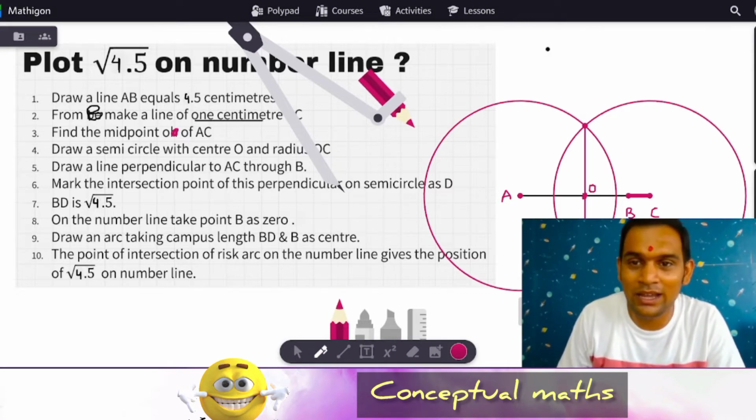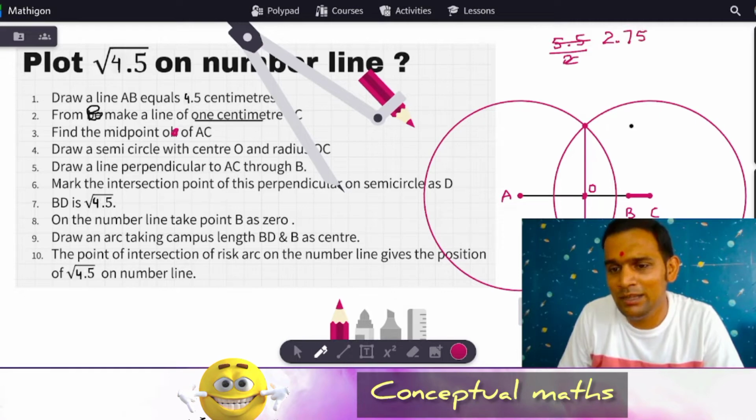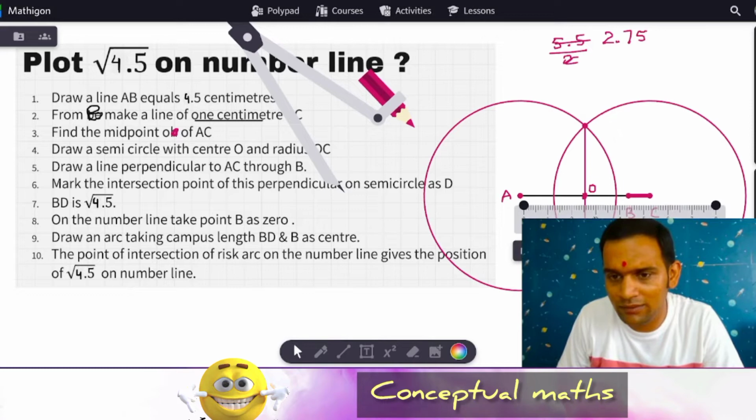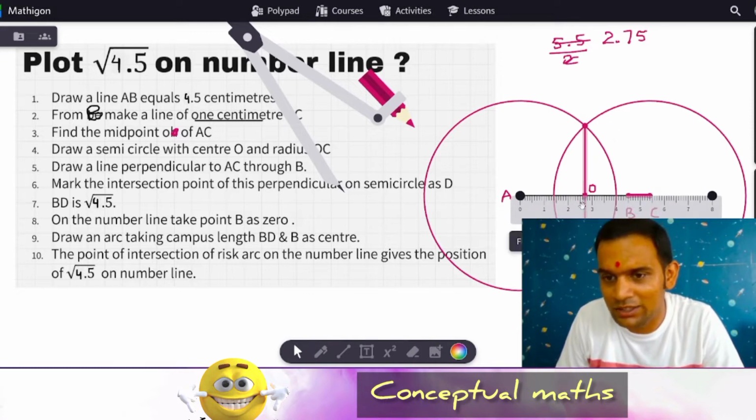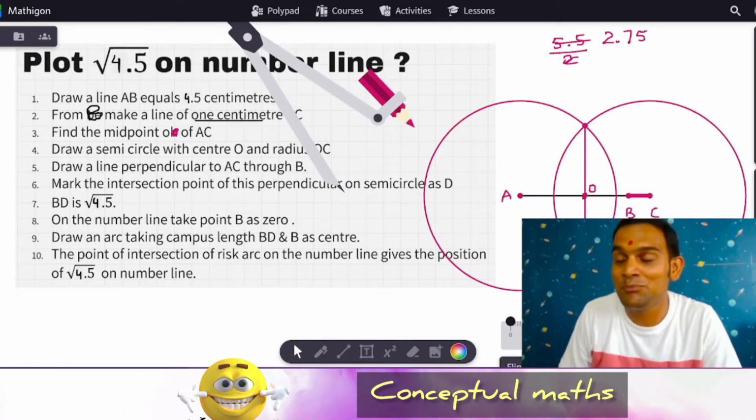So now we have the line AC, how much is it? AB is 4.5. So AC will obviously be 4.5 plus 1, that is 5.5. Now, if you have to find half of 5.5, you just divide it by 2, you get 2.75. That means if you measure it with a scale, it should be between 2.7 and 2.8. See, exactly it is between 2.7 and 2.8. So that means whatever process we have followed, it is absolutely correct.